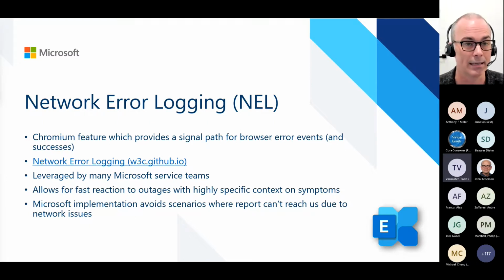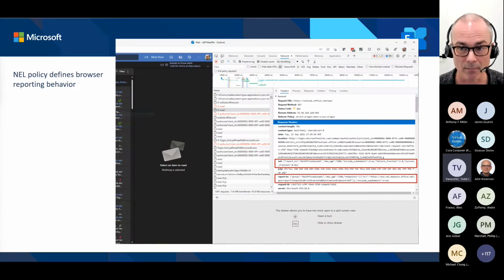And as a result, we get things like feedback that DNS queries aren't working, or SSL certificates are improperly configured, or the connection is just being refused. The upload endpoint for these reports is not on Microsoft's network. It's on a different provider's infrastructure, and so we can get this signal via a back path even when Microsoft's network is experiencing problems. So if you go look at some requests that come down from Exchange Online, you can see these NEL policies come down.